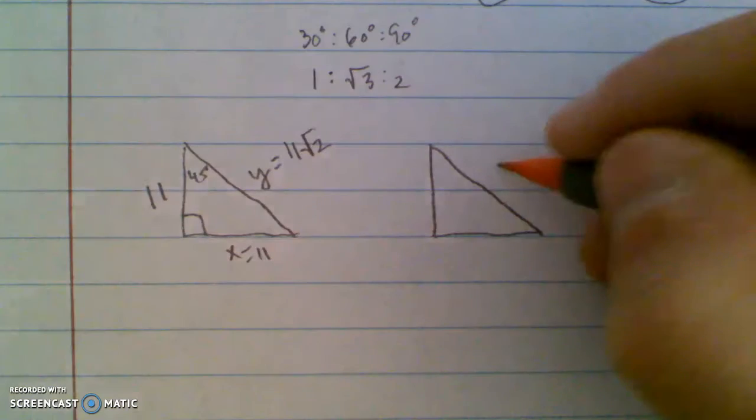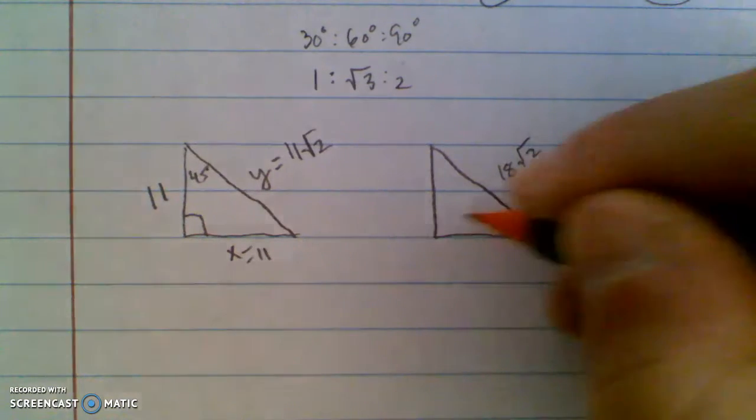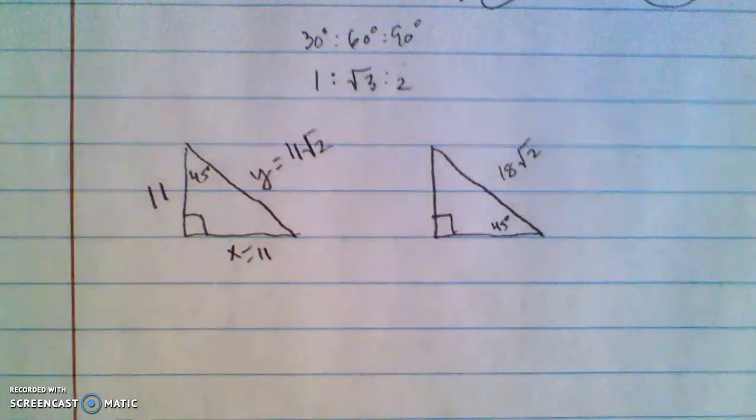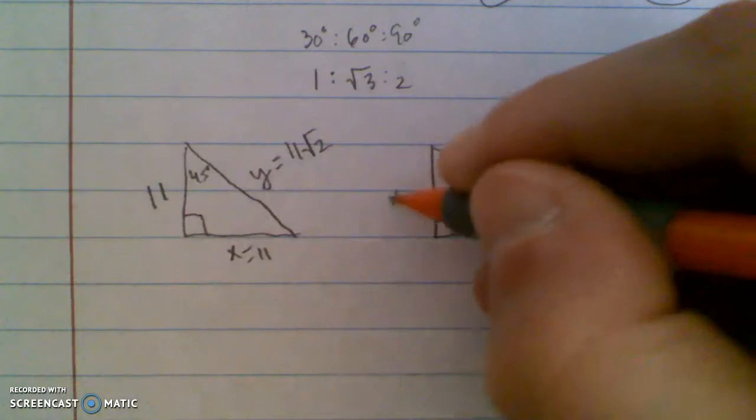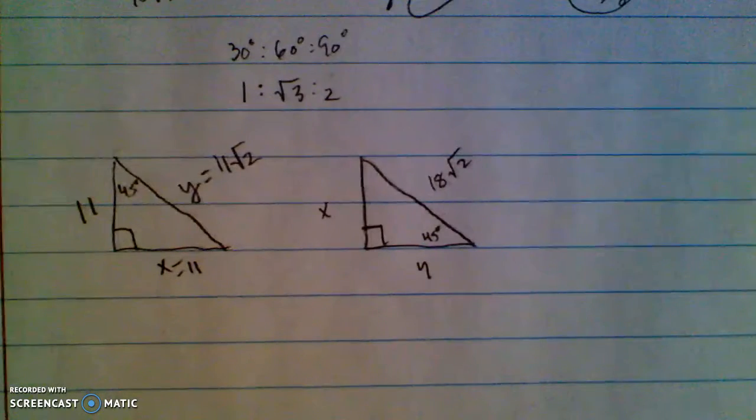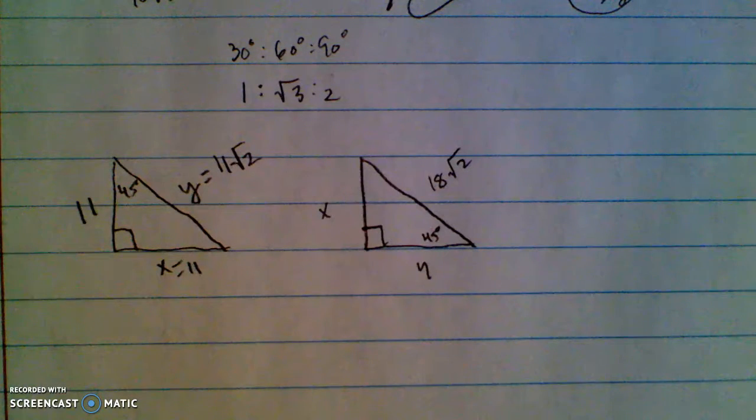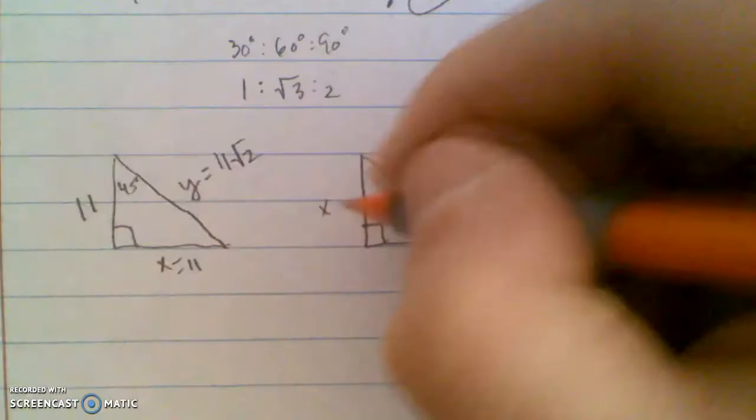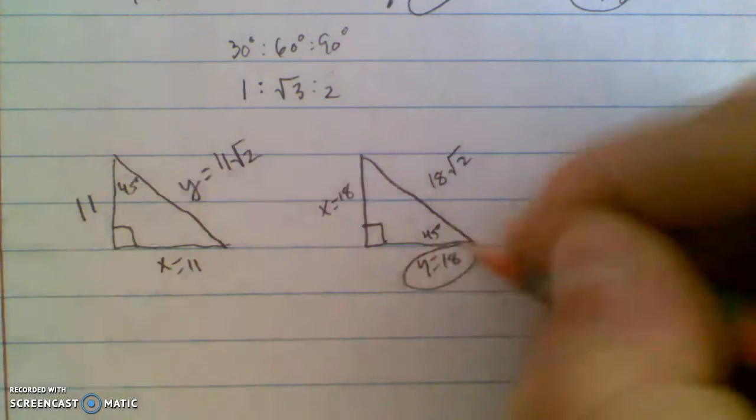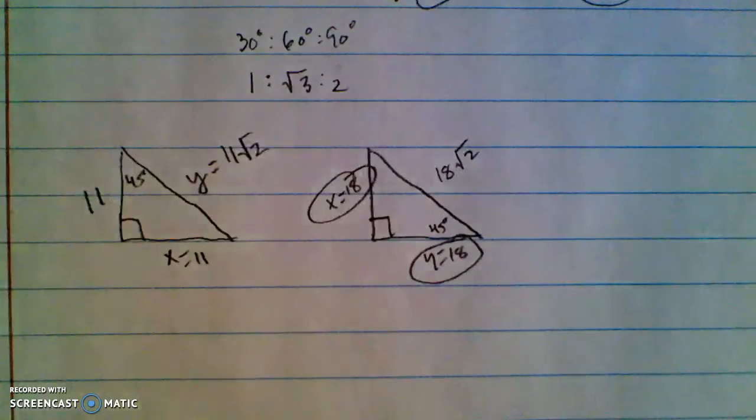Now, what if I go, let's say 18 radical 2 right here? What will the two missing sides be? Both will be 18, right? Again, because it's an isosceles triangle. Pretty simple idea, isn't it? I hope.